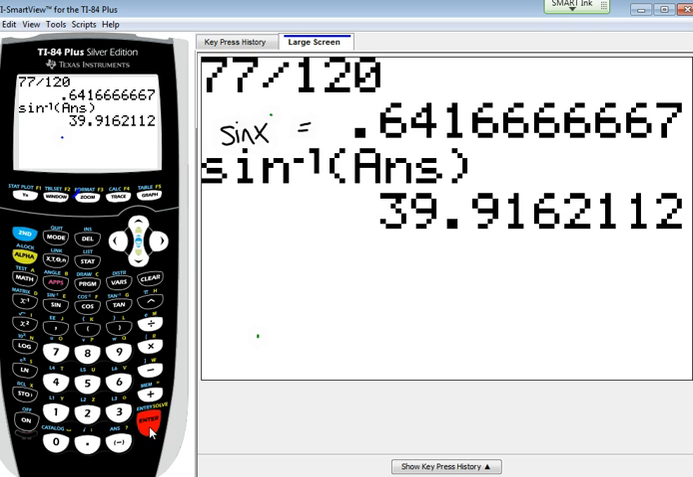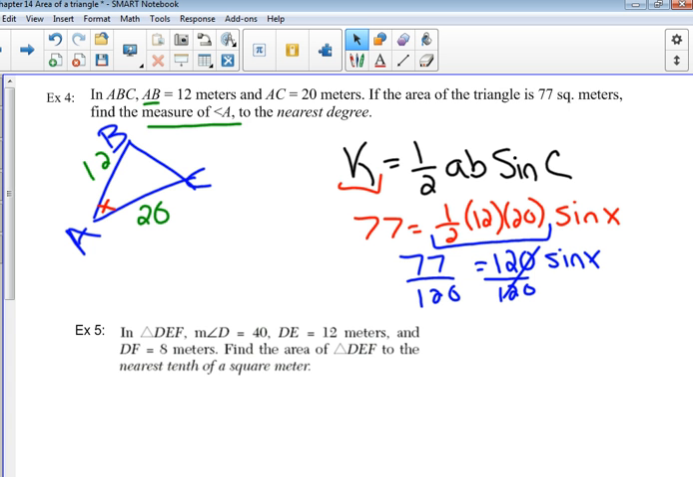So let's read this carefully. Where do they want you guys to go here? Nearest degree, so 40. Yeah, 40 degrees. So 40 degrees here.